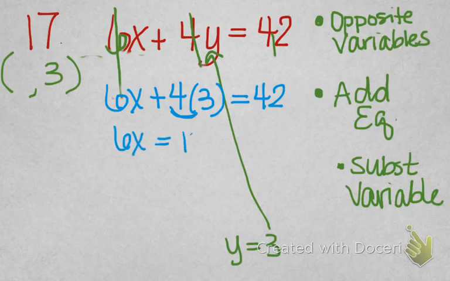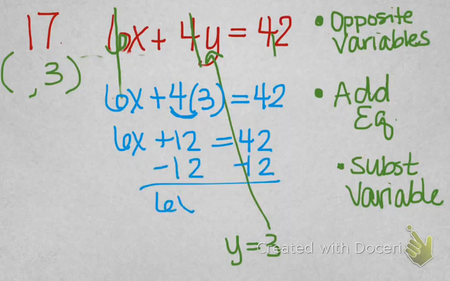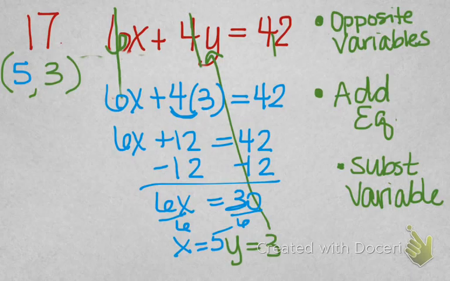No, 6x plus 12 is equal to 42. Then I'm going to subtract 12, and I'll have 6x is equal to 30. And when I divide by 6, I'll have x is equal to 5. So now I have an x value of 5 and a y value of 3. So this should be the correct answer for question number 17.